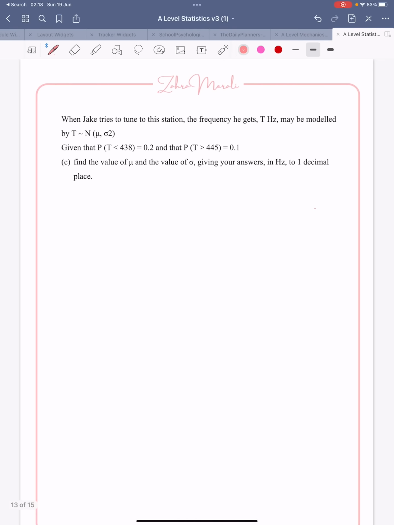Right, last bit of this section. We've got Jake tuning in to listen to his music, and we've got a normal distribution. This is going to be our mean. We've got a value of 438 here where everything less than is 0.2. We've got 445 where everything bigger than is 0.1. And what we're trying to do is work out our mean and standard deviation.